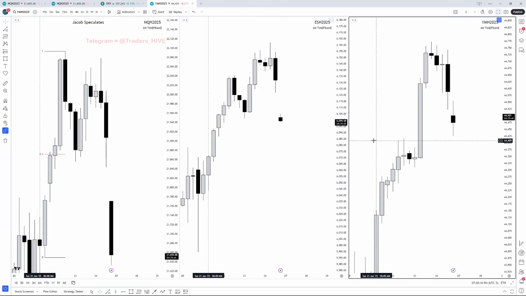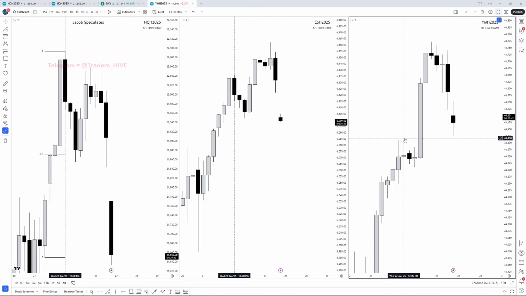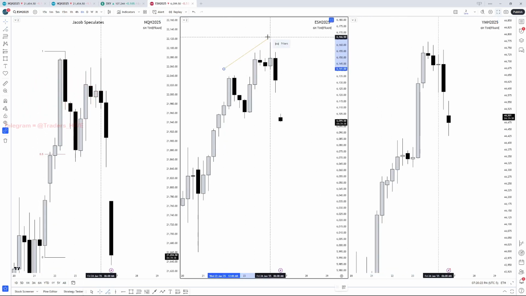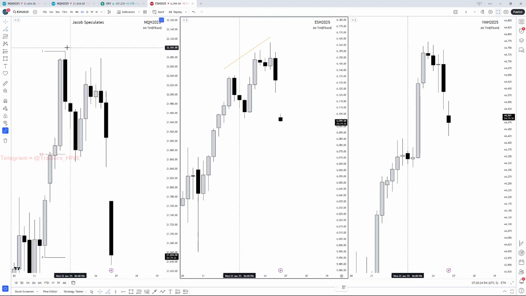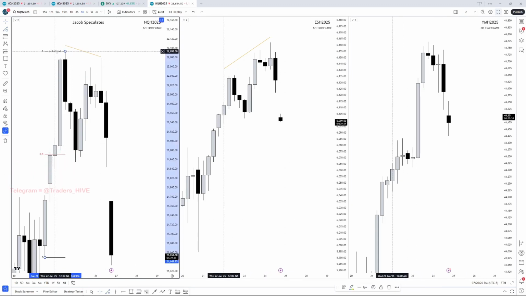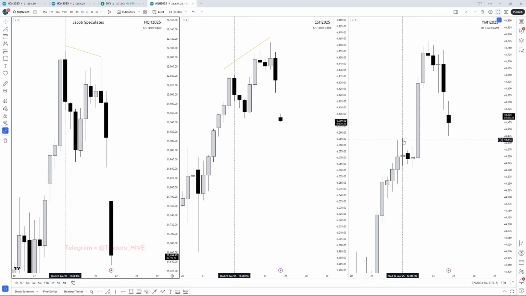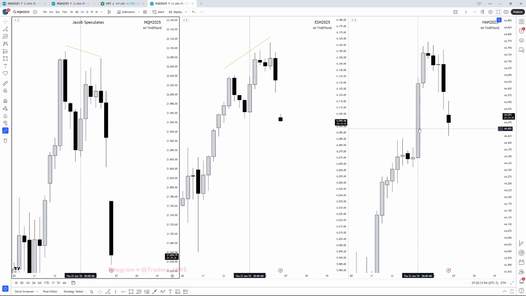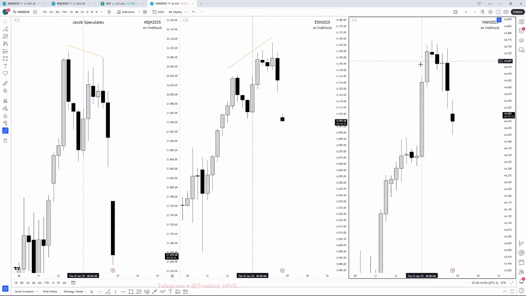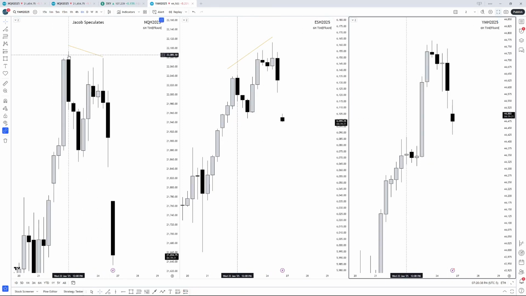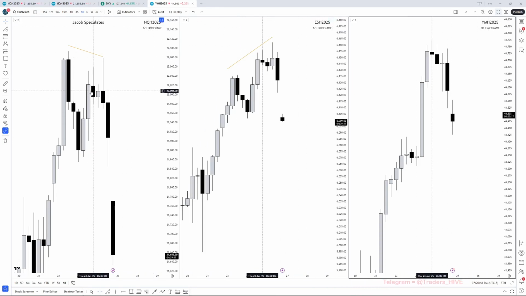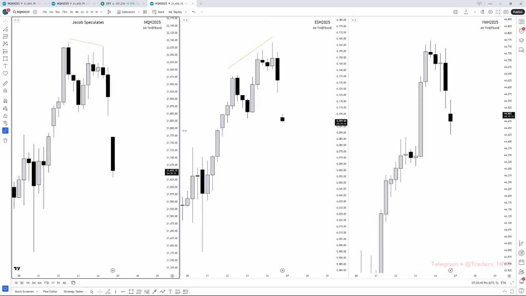So a high probability SMT will be more so like what we saw between the S&P and the NASDAQ, instead of the Dow where it just immediately blew straight through that high. And that's how you could have known that the Dow was out of sync, because it was trading all the way up here. If we focus on this high in specific, the Dow was trading way above this high, while the S&P and the NASDAQ were more closely correlated. So does that make sense?